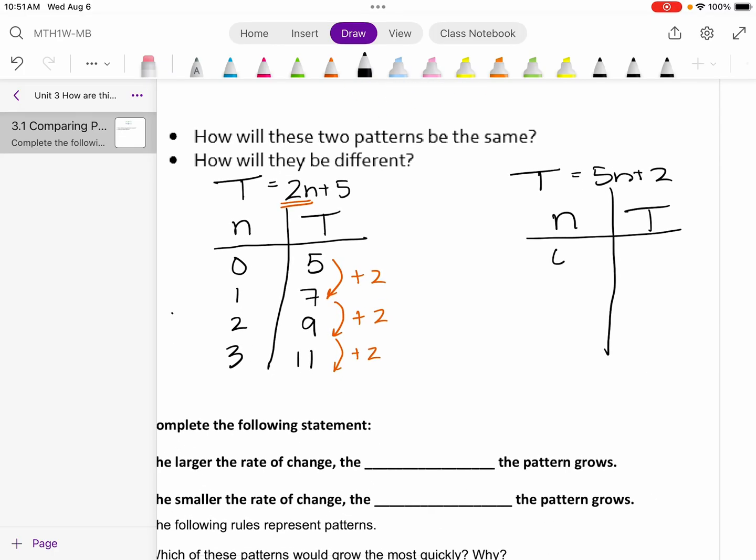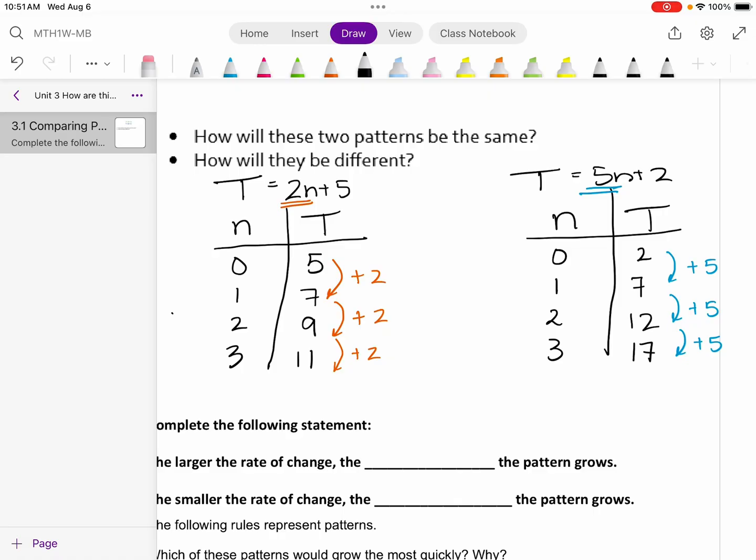So again, position 0. If I do 5 times 0 and I add 2, that's going to give me 2. If I'm in position 1, in this case my rate of change is 5, so I'm going to add 5. That's going to give me 7 in my first position. If I keep going, position 2, add 5, that's going to give me 12. If I'm in my third position and I add another 5, that's going to give me 17.